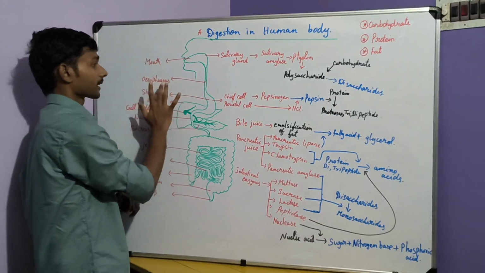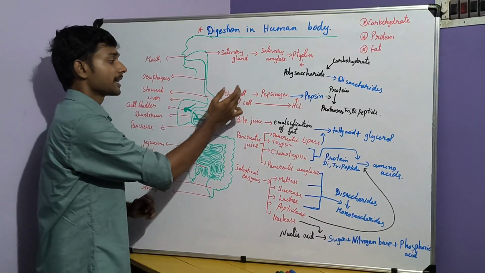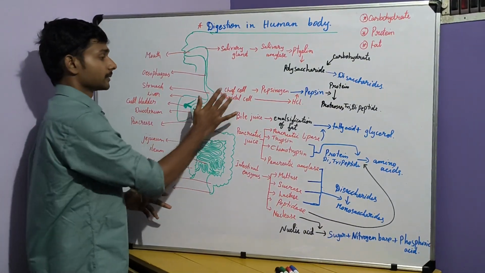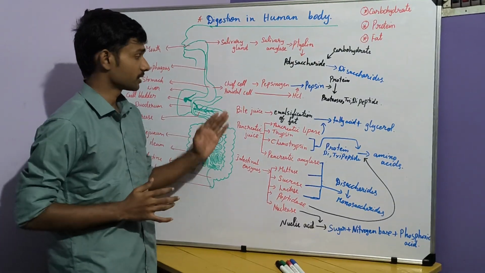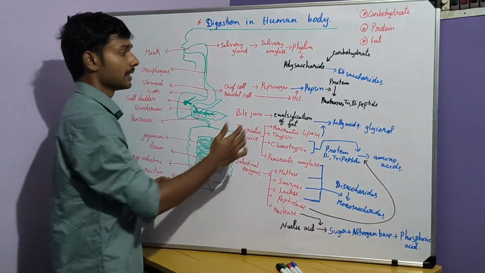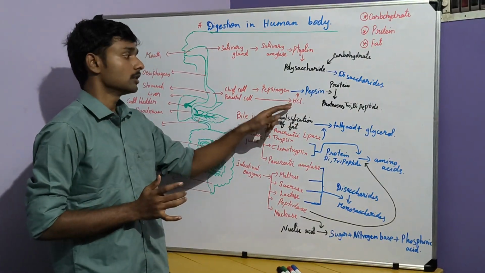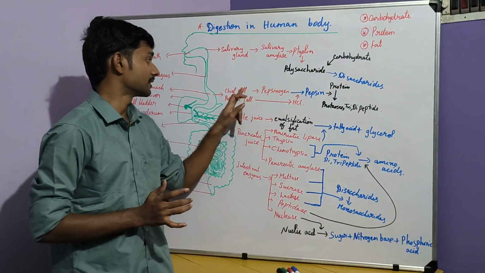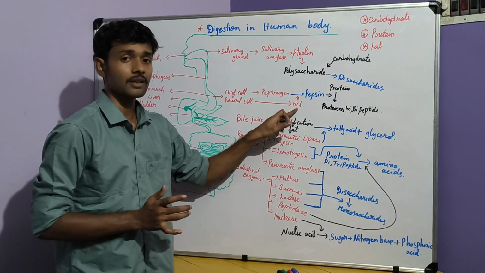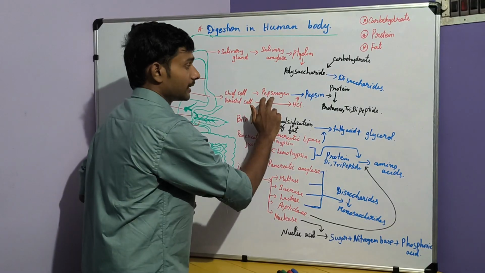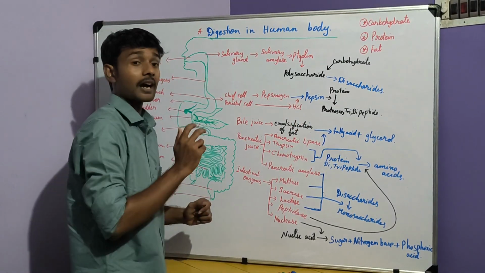Then through the esophagus, the food reaches the stomach. In the stomach, there are two types of cells: chief cells and parietal cells. These two cells secrete different things. The chief cells secrete pepsinogen, and the parietal cells secrete HCl. The HCl maintains the acidic medium in the stomach. The inactive form, pepsinogen, is converted into pepsin only in the presence of HCl.